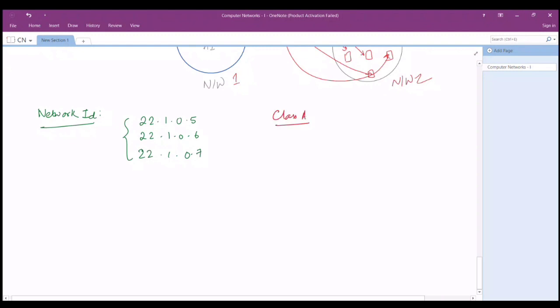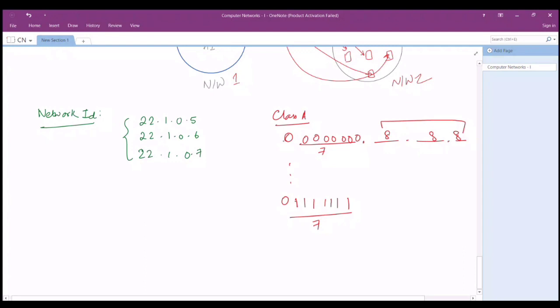If you see class A, the format of class A is what? The first bit would be 0 and all the remaining 7 bits can be anything, because the first 8 bits are the network ID and then we have these 8 bits as the host ID part. We are not concerned about the host ID part. We are concerned about this. It will start from 0, 0, 0, 0, 0, 0, 0 and end at 1, 1, 1, 1, 1, 1, 1. This is the class A domain.